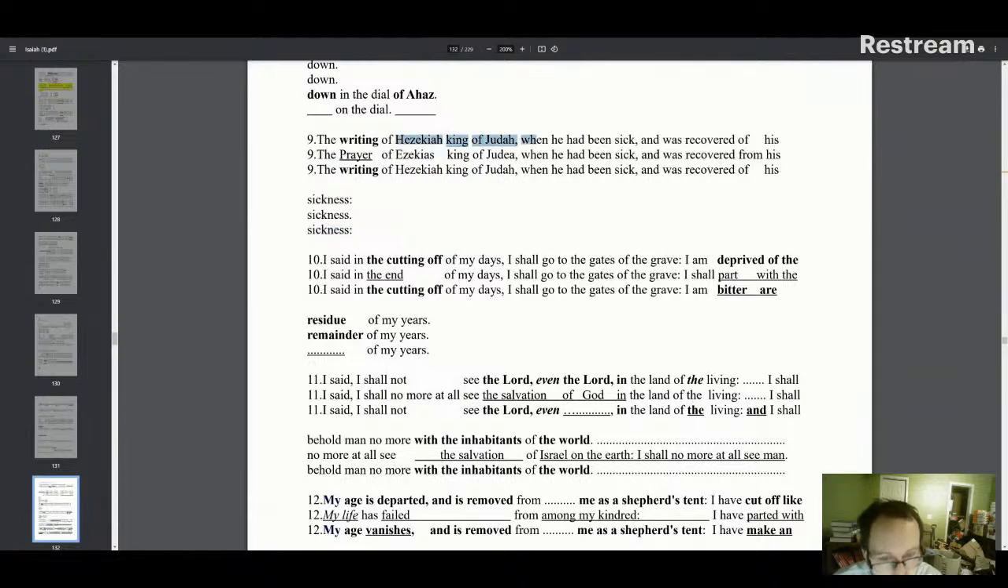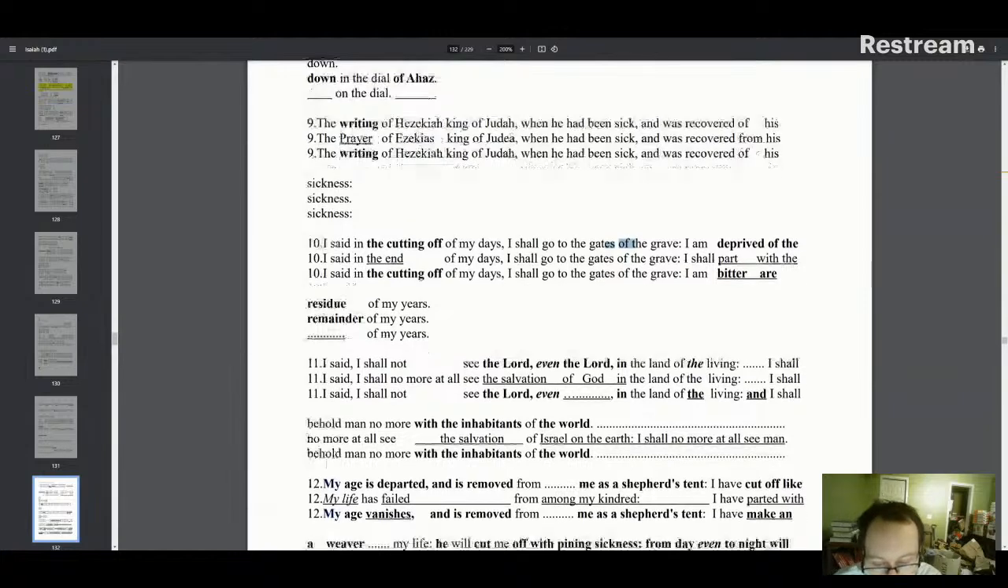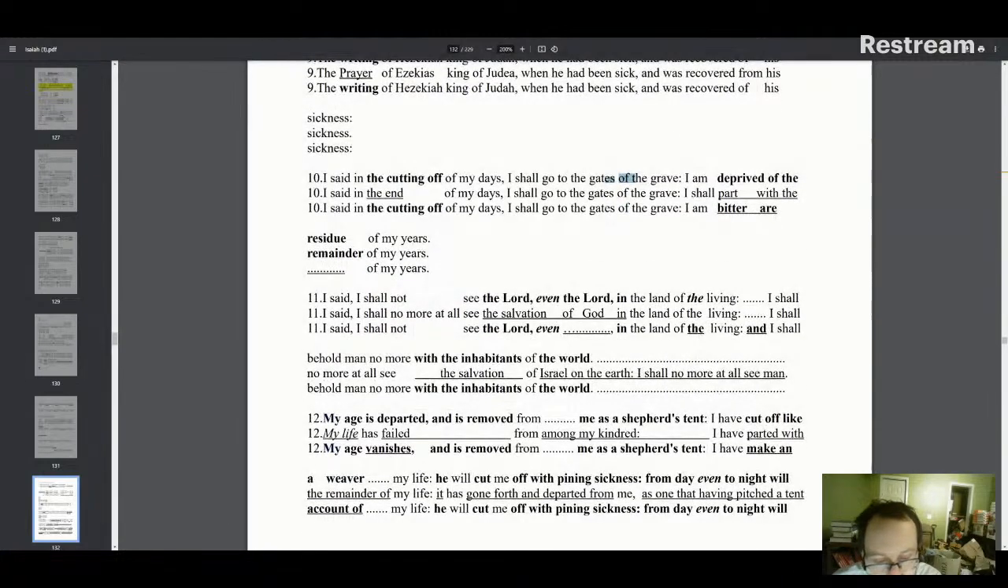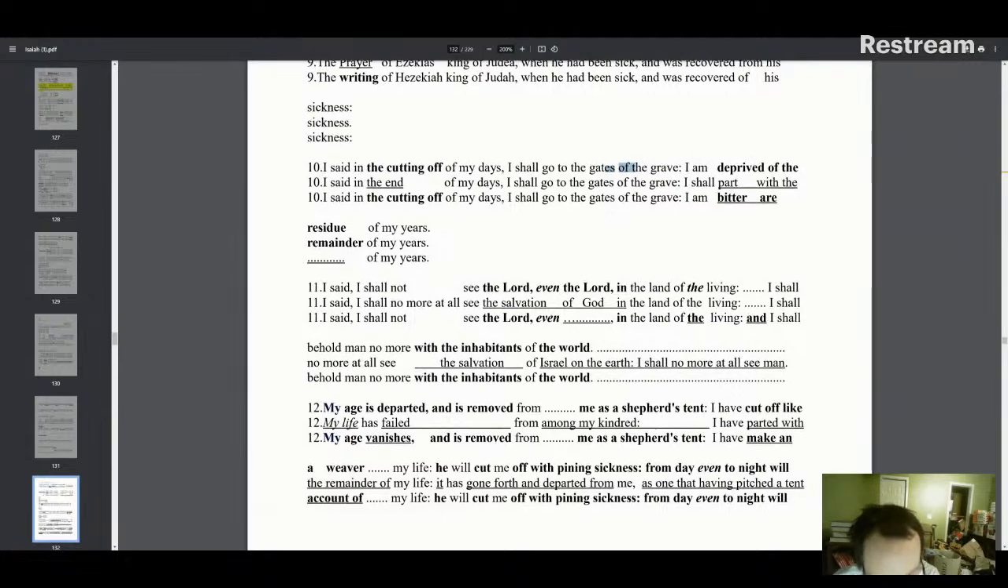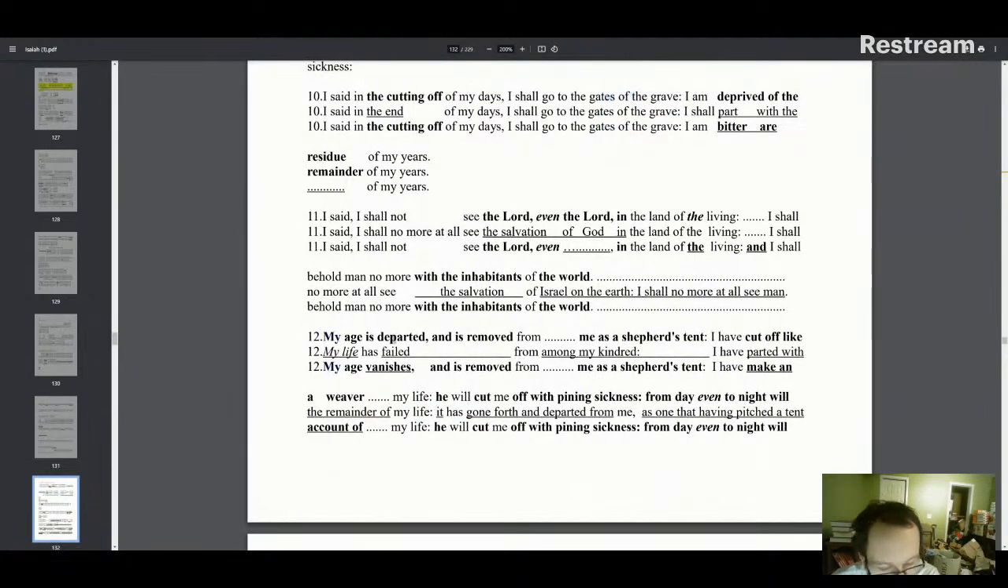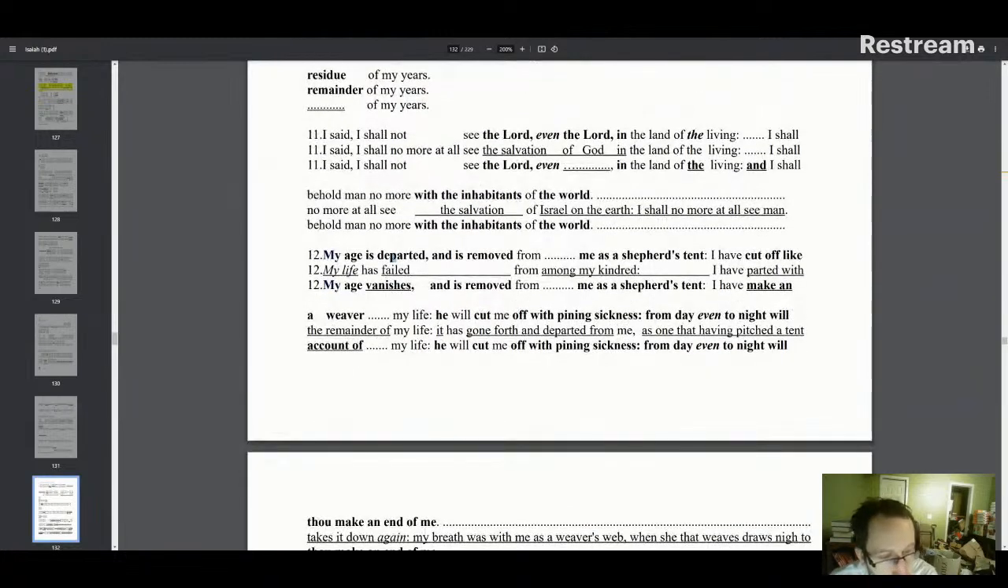The writing of Hezekiah, king of Judah, when he had been sick and was recovered of his sickness. I said in the cutting off of my days, I shall go to the gates of the grave. I am deprived of the residue of my years. I said, I shall not see the Lord in the land of the living. I shall behold man no more with the inhabitants of the world. My age is departed and is removed from me as a shepherd's tent. I have cut off like a weaver my life.